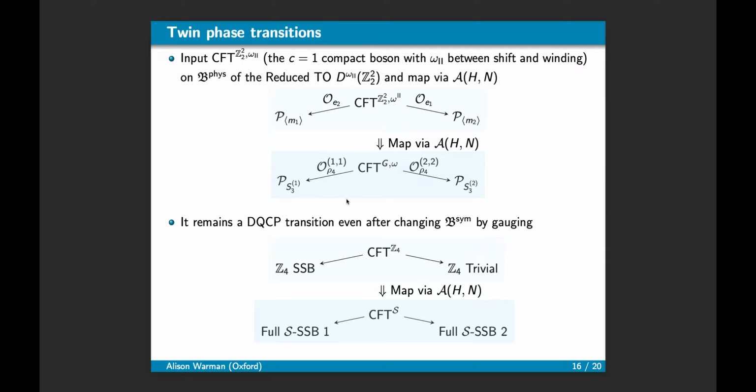So if we have an invertible group symmetry, there's only one full SSB phase, which is labeled by the subgroup 1. Instead, for non-invertible symmetries, we can have multiple full SSB phases. And this is what happens if we take one of the twin algebras to be on the symmetry boundary of the CTFT. Okay.